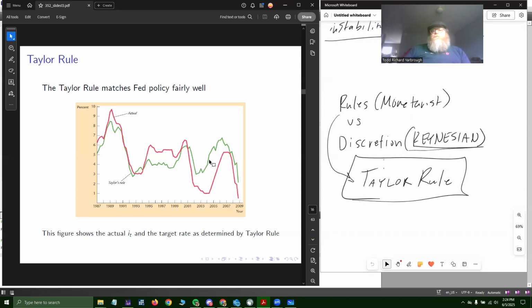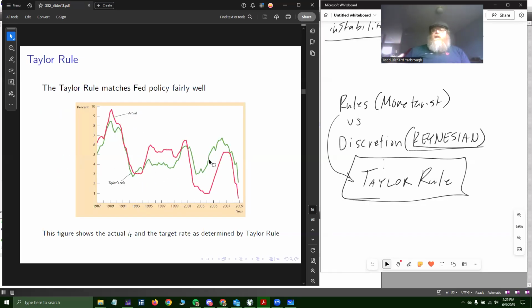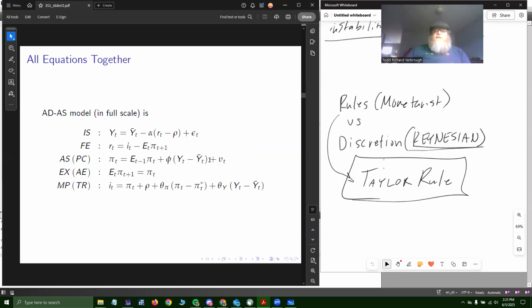So I think the beauty of the ASAD framework in the dynamic sense is that it really brings all of this stuff together, and you see all the different influences across economic time and space.